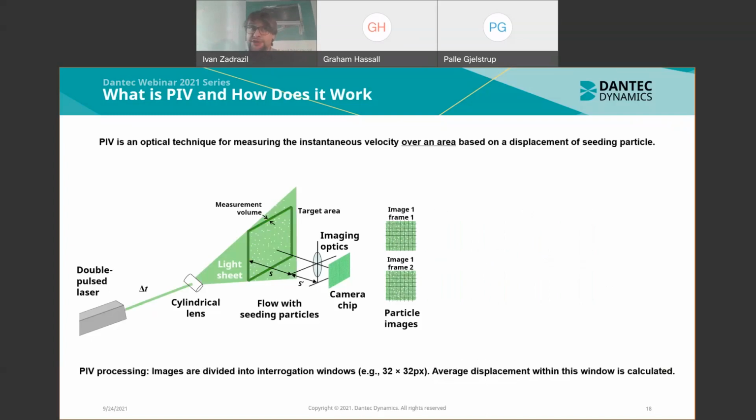Once we collect the images, we go on to processing, so PIV processing. In this case, images are divided into so-called interrogation windows. These are small subsections, typically for example 32 by 32 pixels. Then we calculate the average displacement of all the particles within this interrogation window, as you can see on the slide. This displacement, the length, is then used together with the time between the two laser pulses to calculate velocity.